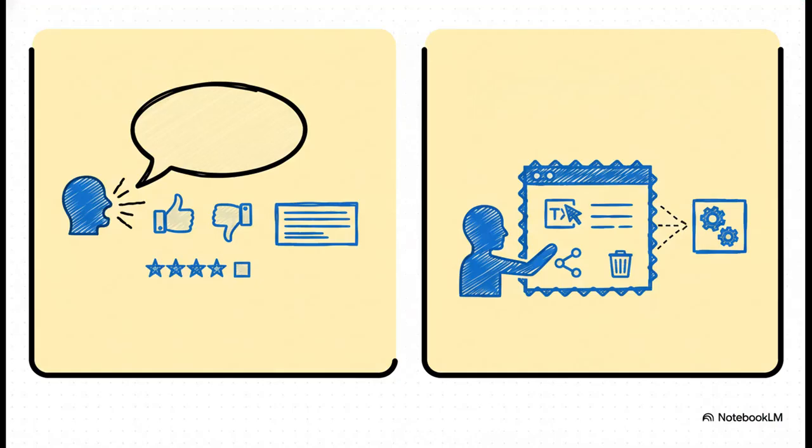Now, user feedback really boils down to 2 main types. You've got explicit feedback, which is direct and clear. A thumbs up button, a 5-star rating, a comment box. The user is literally telling you what they think. Then there's implicit feedback, which is more subtle. You have to infer it from their actions. They're showing you what they think by, say, editing a response or sharing a result.